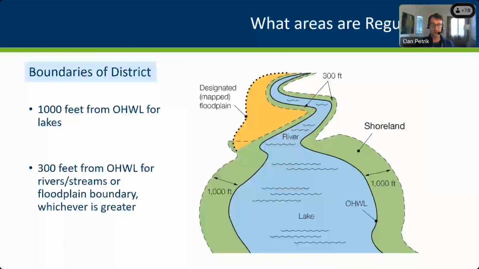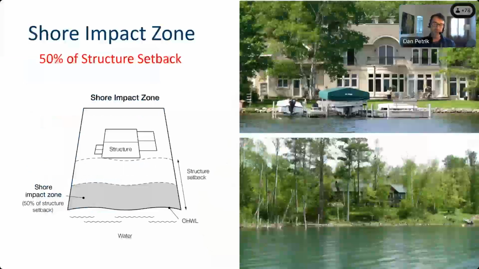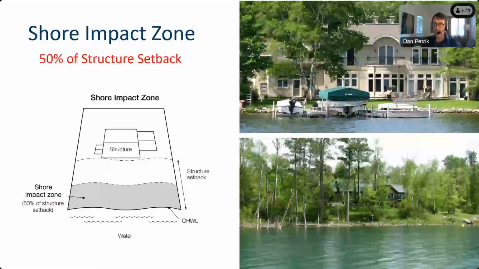But these are the particular areas. If you're around a lake, it's 1,000 feet where the regulations apply, or if a stream, it's 300 feet around a stream. When we get into talking about vegetation, it's important to understand that cities and counties have to administer a shore impact zone. And the shore impact zone is the nearshore area. It's 50% of the structure setback for a particular classified lake type. And within that shore impact zone, there are some strict limits on vegetation.